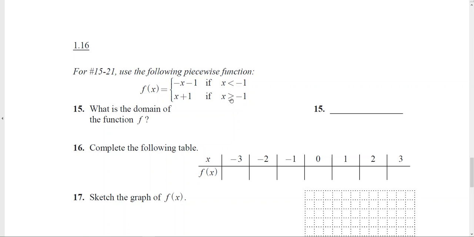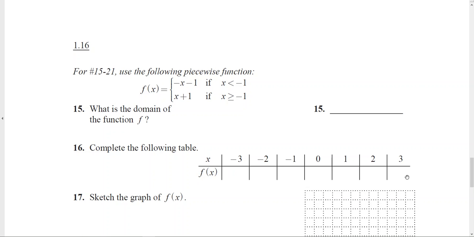Sometimes piecewise functions will skip stuff. They'll say, use this piece if you're less than negative 1, and then use this piece if you're greater than 1. They might not tell you what to do between negative 1 and 1. That would be a piecewise function that has skipped some values, which would not have a domain of all real numbers, but this one does.